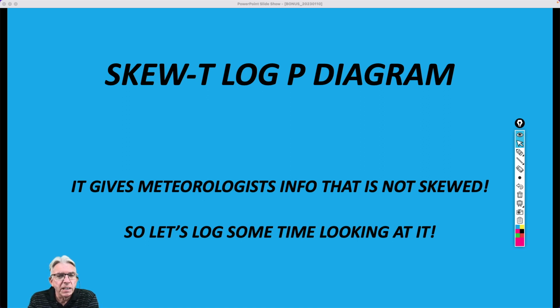We're going to be talking about a diagram that meteorologists have been using for many years, and it's incredibly useful and can be used for a variety of different purposes. It's called a skew T log P diagram, and we'll talk about a couple of the reasons why it's called that. But just to have some fun with the words, it gives meteorologists info that is not skewed, which of course is very much appreciated. So let's log some time looking into this, shall we?